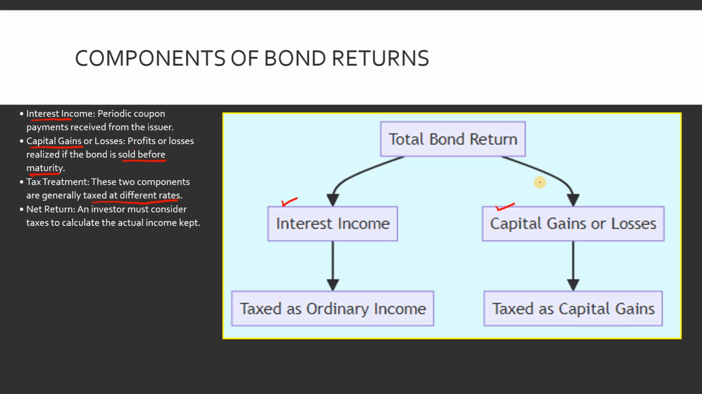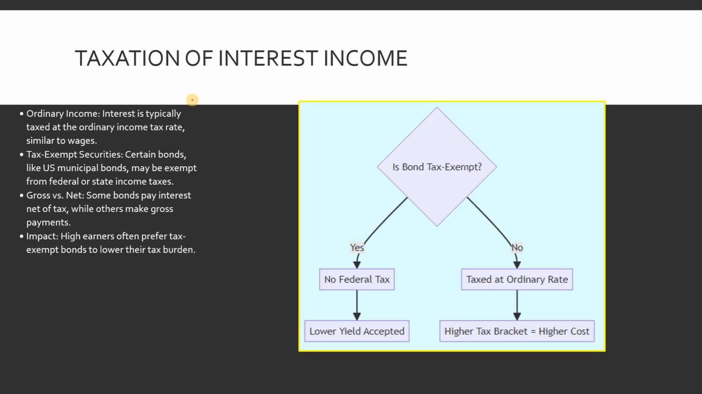Taxation of interest income. In most jurisdictions, interest income is treated as ordinary income, meaning it is taxed at the same rate as your professional salary. However, certain bonds offer a tax-exempt status. For example, U.S. municipal bonds are often exempt from federal and some state taxes. This creates a significant difference between gross and net payments.